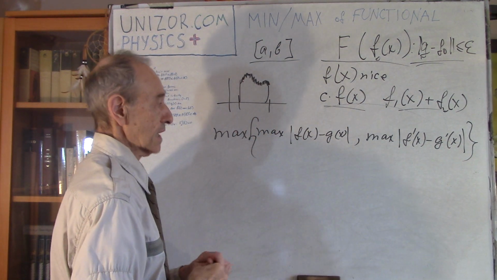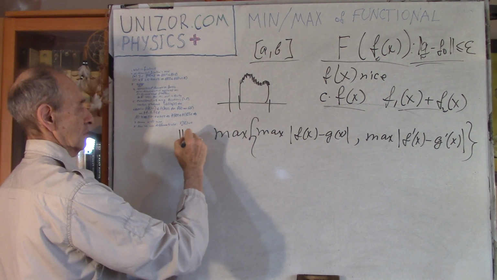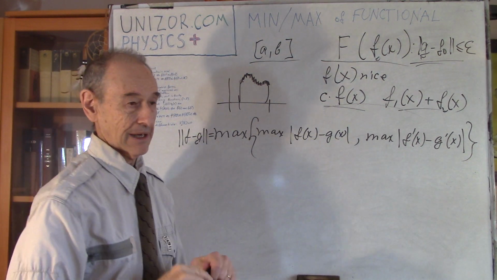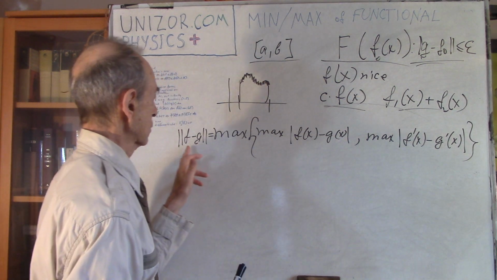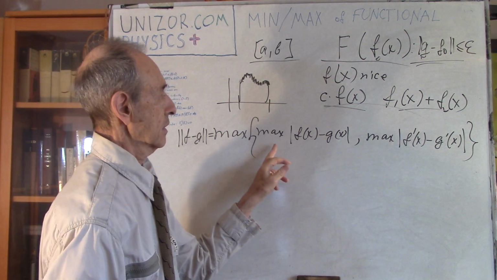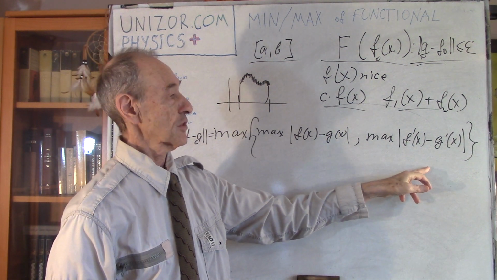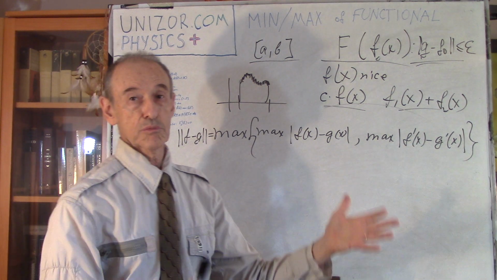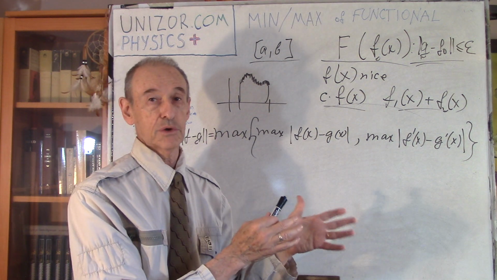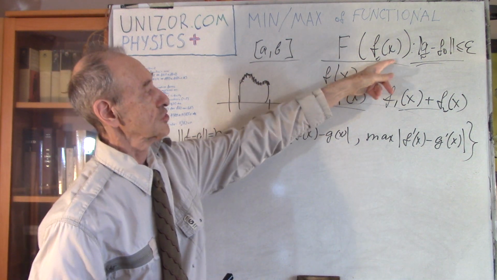So that means that if this is a norm of f minus g, and I talk about a small neighborhood of function f, it is all g which correspond to this, which means the maximum of difference of ordinates and the maximum of difference in first derivative does not exceed a certain small number. So this is basically one definition of, let's say, minimum of functional f.